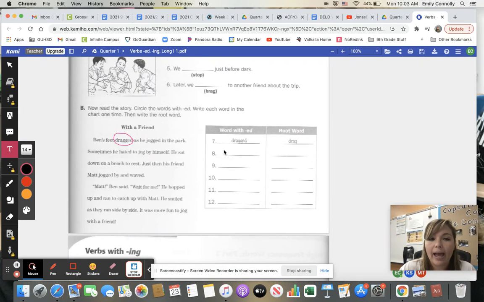So we put dragged, we might put jogged, we might put hated, things like that in here. Now, what is this word without ed? If we cover up the ed, we get drag. So no more ed, drag, D-R-A-G. If we cover up the ed in hated, we get hate. So we'll write hated and hate. Finish this by yourself, please.